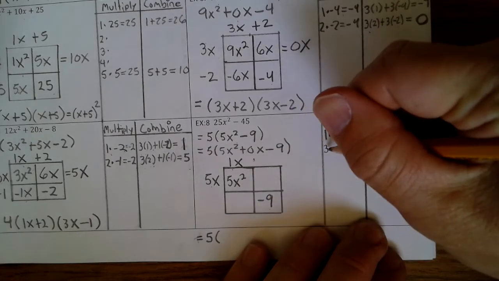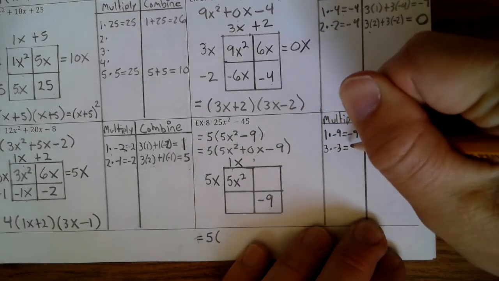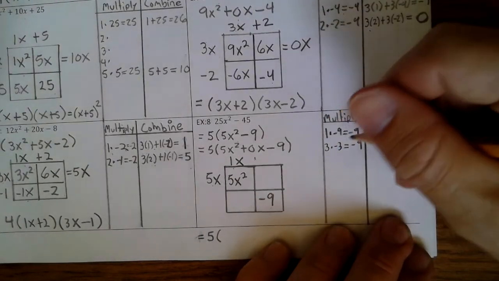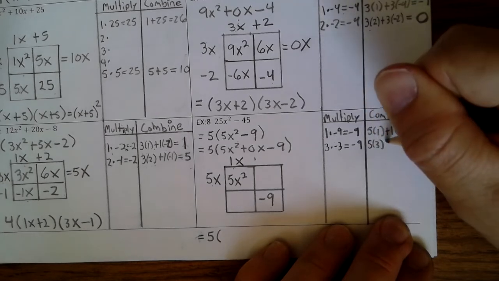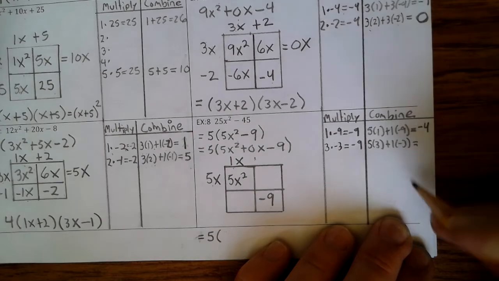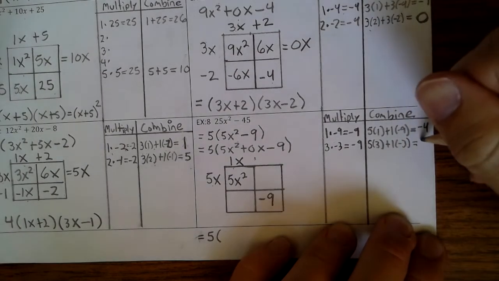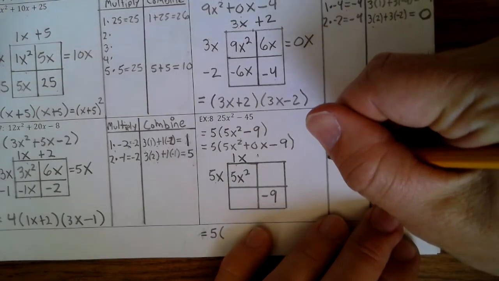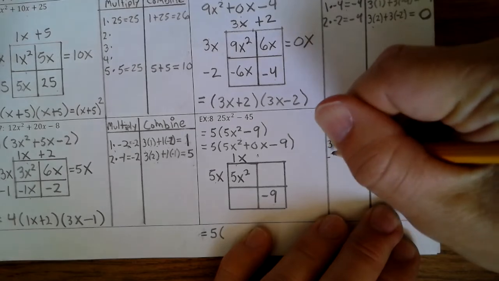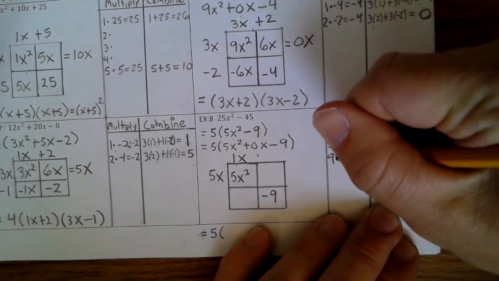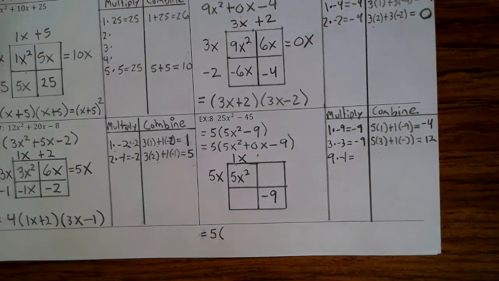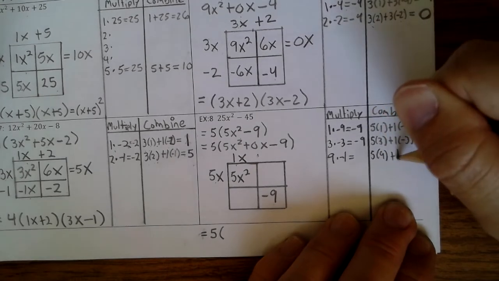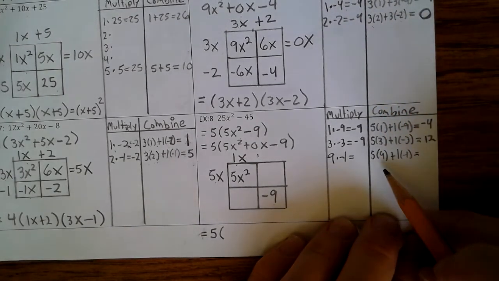Now let's try 3 times negative 3, which equals negative 9. Well, 5 times 3 plus 1 times negative 3 is 15 minus 3, which is 12. The only other combination is, oh, I'm sorry, 9 times negative 1. So 5 times 9 plus 1 times negative 1, that is 44.